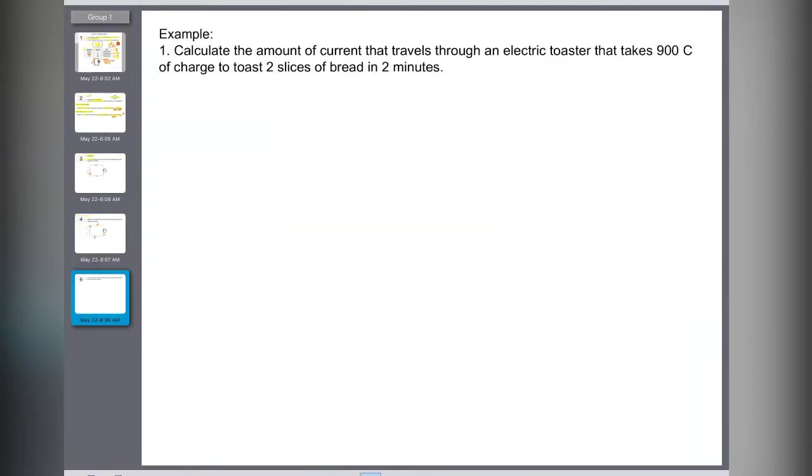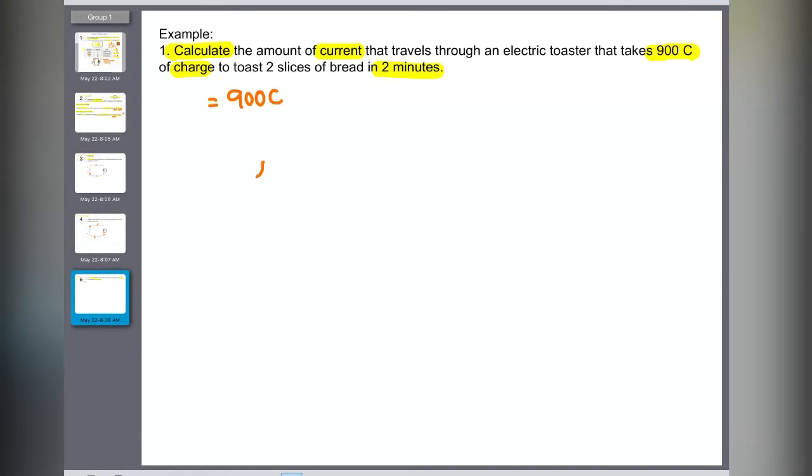Okay, sample problem. Calculate the current that travels through an electric toaster that takes 900 coulombs of charge to toast 2 slices of bread in 2 minutes. All right, let's write out our given. I have 900 coulombs of charge. So I have 900 coulombs. This is so not familiar.